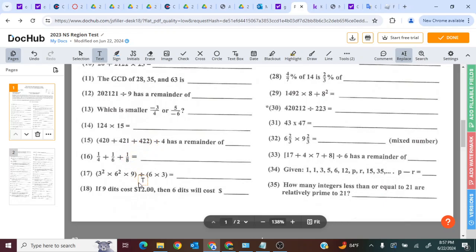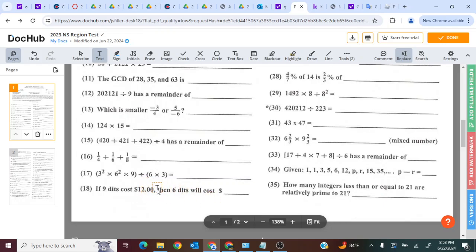1/4 plus 1/6 plus 1/8 is what? Make them all over 24. You have to multiply by 6 on that. 6 plus 4 plus 3 is 13 over 24. 17, you got to cancel out one of these 6's and one of these 3's because you're dividing by it. 3 times 6 times 9, 18 times 9, 9 squared times 2, 81 times 2, 162.